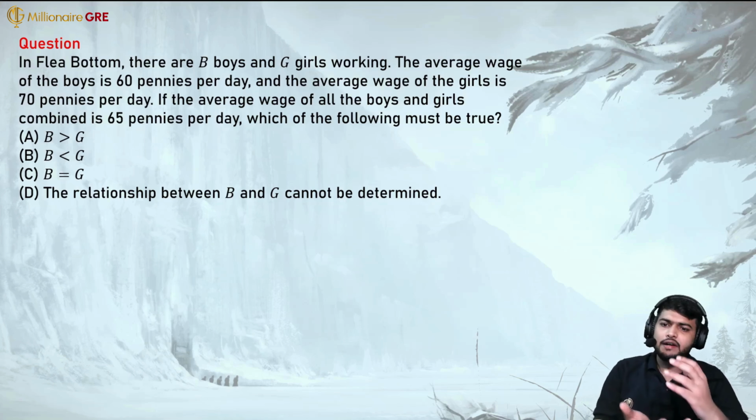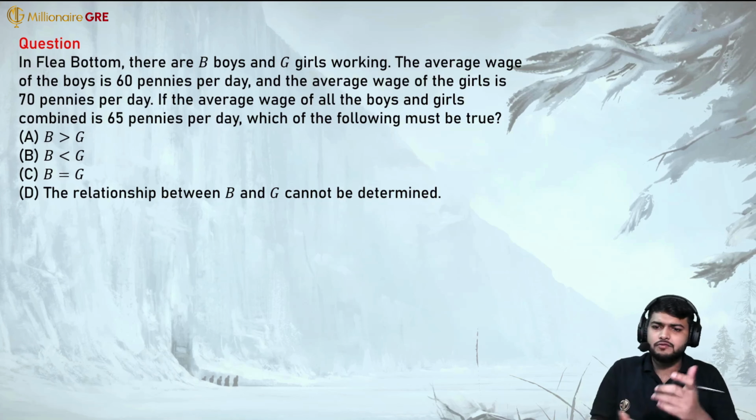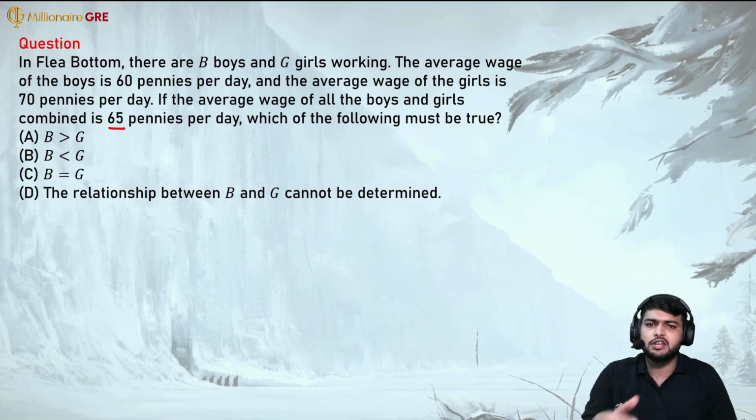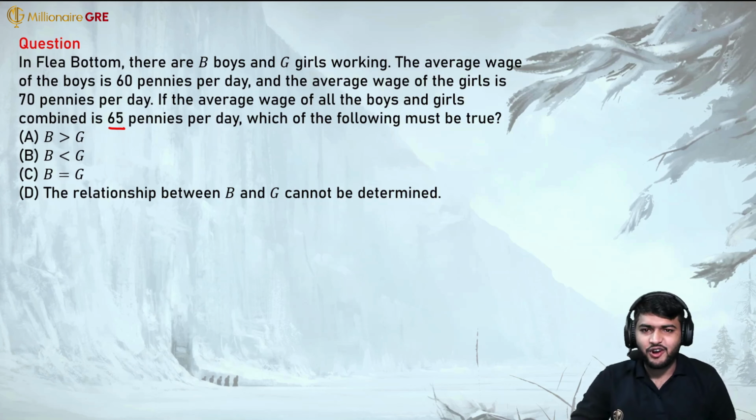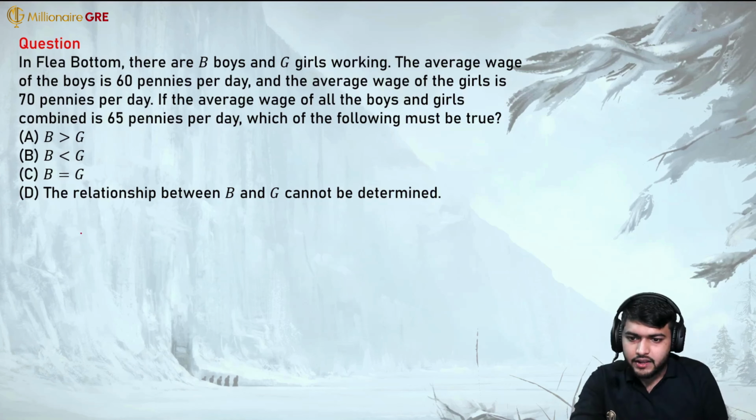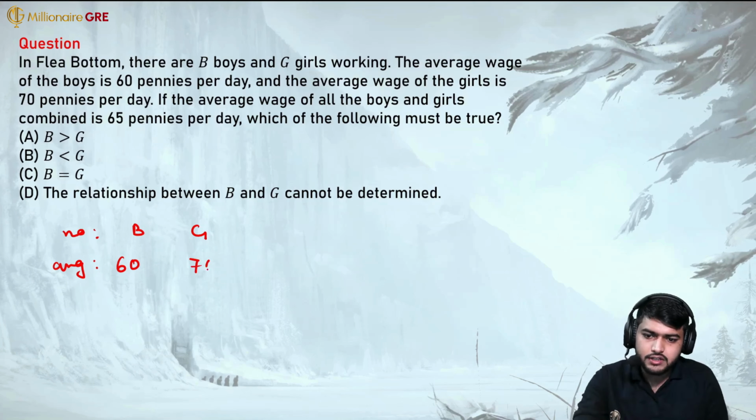Now again try this. It's similar to the previous one but with a small change in number. I hope you've done so. Now let's solve it together. Again, the number of boys is b and the number of girls is g. Average of boys is 60, average of girls is 70, and the overall average or weighted average is 65.